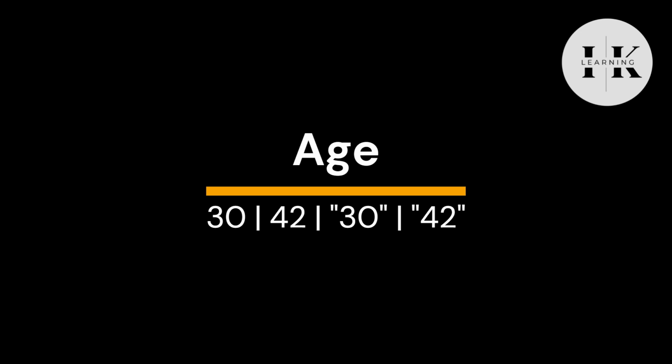Once we were 30, then we were 42. Once it was a string, once it was an integer. Essentially, you can simply change the value that's stored inside our variable by simply assigning it new values.